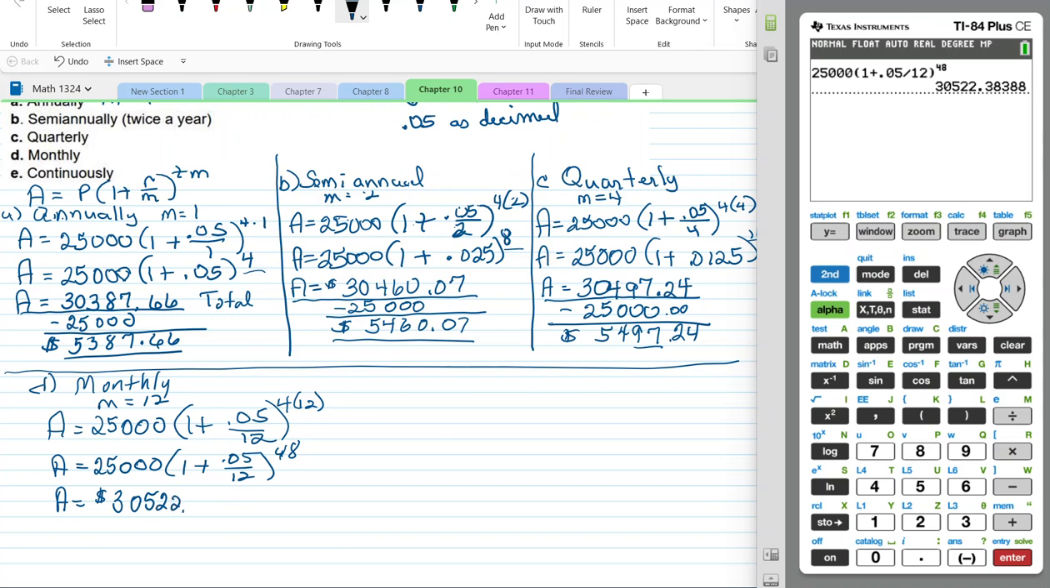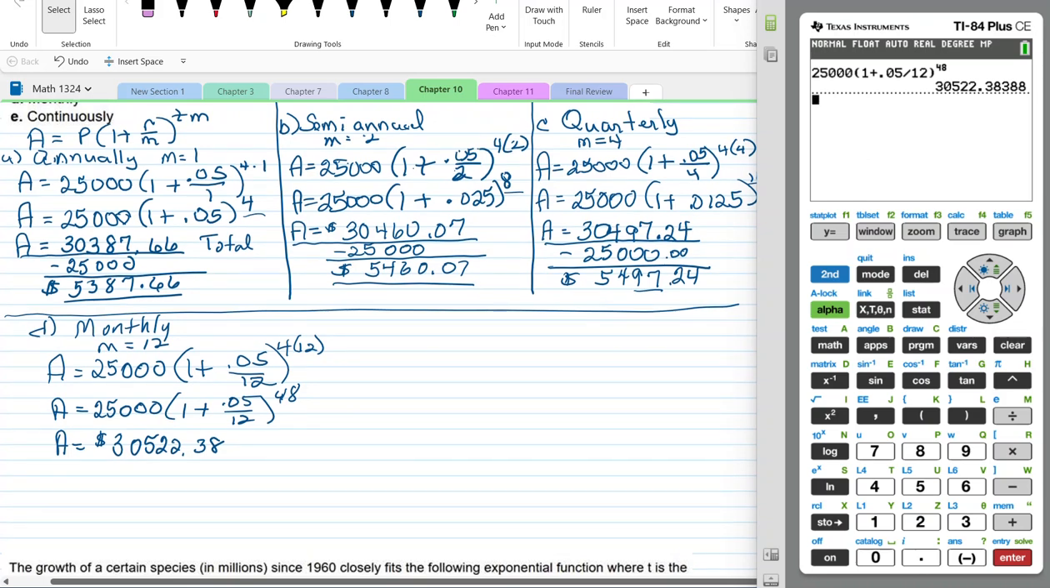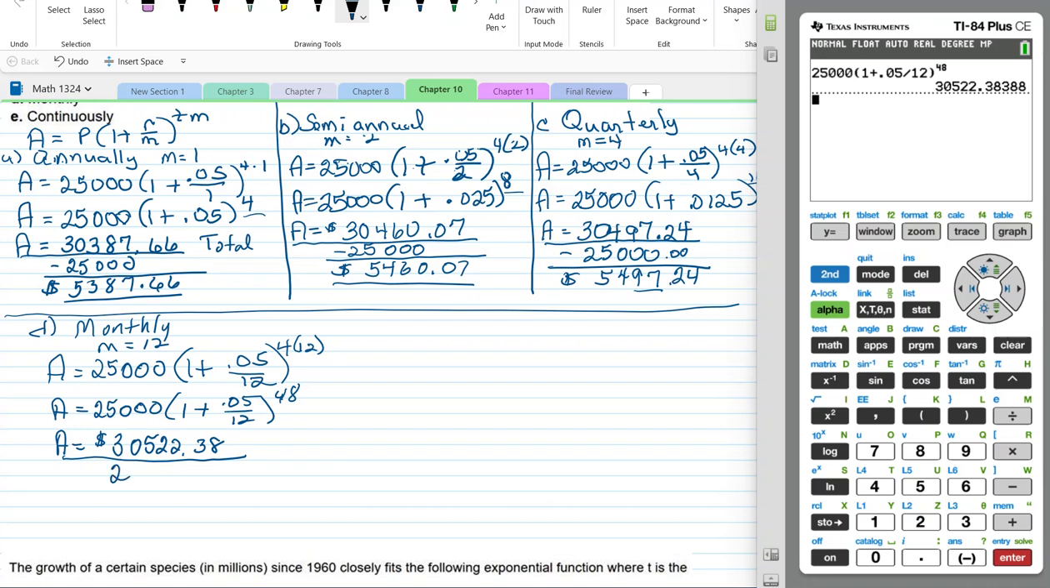This is 38. All right. So this is 35, a little bit more, not a whole bunch more if you notice. So this is my total. I'm going to take away the 25,000 to know how much interest I made. 255. All right. 5497, 5522. You can see each time I'm getting more interest earned on the money investment.